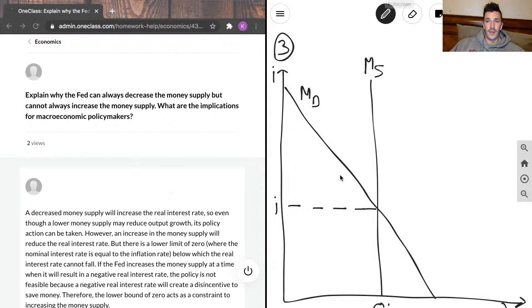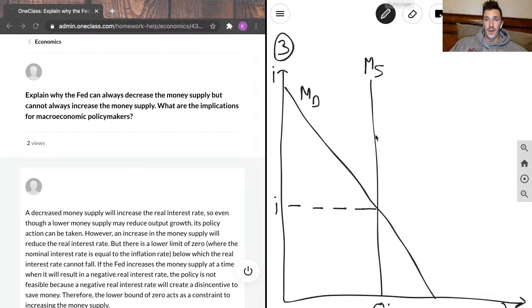Now, what happens when we decrease the money supply? That means we move this line to the left and the interest rate goes up. There is no effective limit, although I'm sure there are some practical implications that act as a limit, but hypothetically, we can keep reducing the money supply, and the interest rate would keep rising and rising until, say, we reduce the money supply to 0 or something nonsensical like that. That won't happen. So the money supply can always be reduced because the interest rate can always go up.